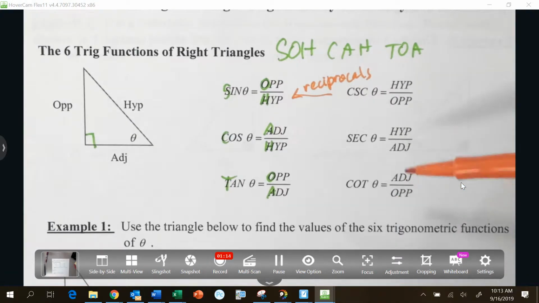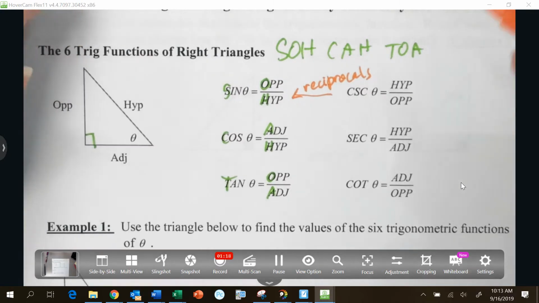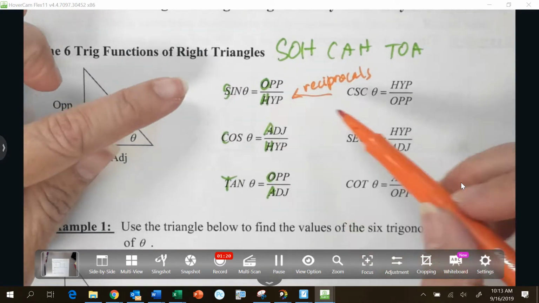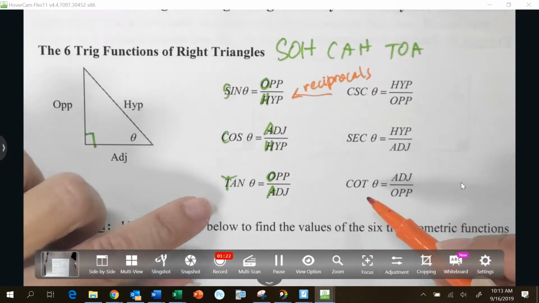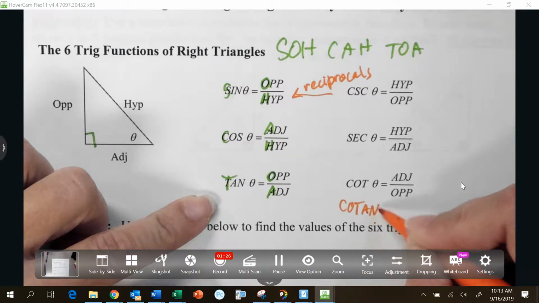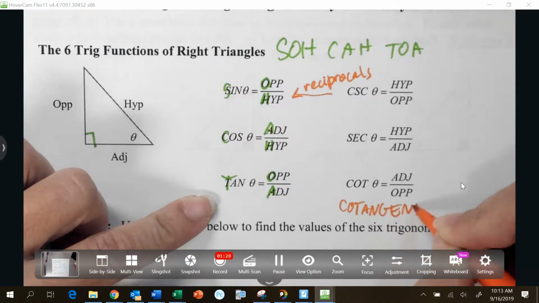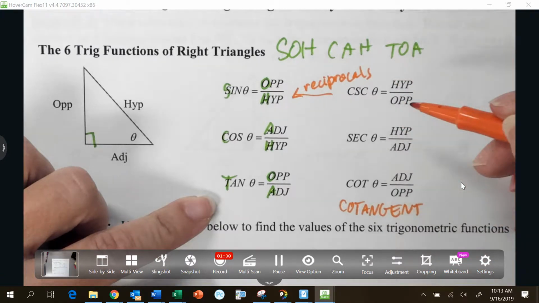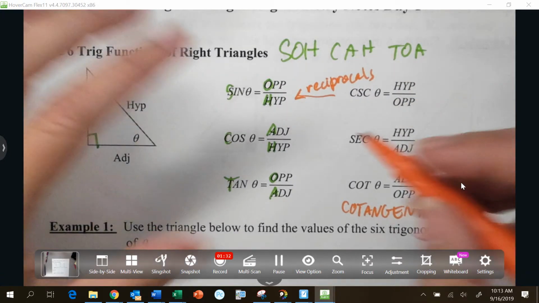The biggest mistake that I see students make with these is forgetting which one goes with sine and which one goes with cosine. Everybody knows that cotangent and tangent go together. Everybody figures that one out. It's these two people mix up. So I have a little trick to try to help you.